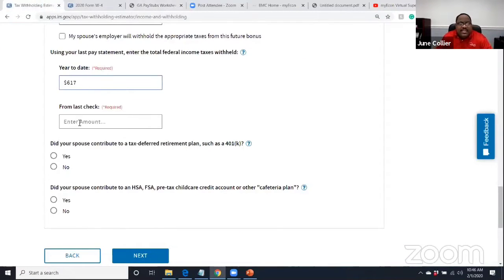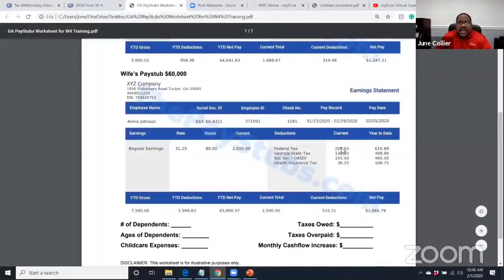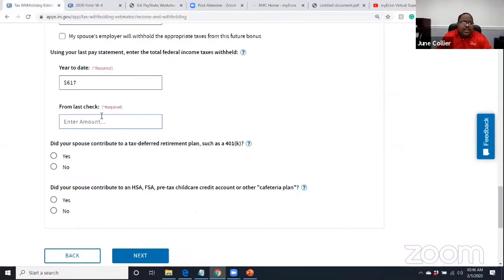So we'll go ahead and enter $617. Then it's asking, what was the taxes that were withheld from your last check? Let's go back and look at the pay stub. The current taxes that were withheld from the last check was $205.63. So we'll round that up to 206 and put 206 in the box. So hopefully, as you can see, all we're doing is simply answering questions from our paycheck stub.